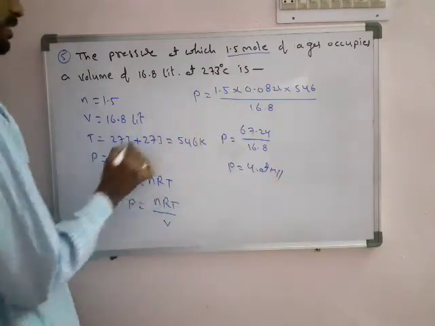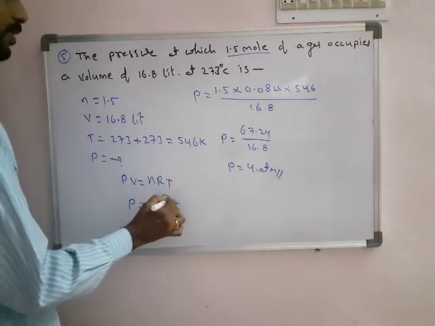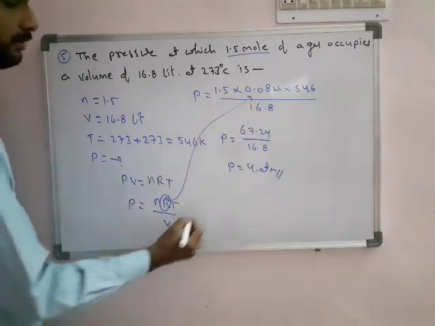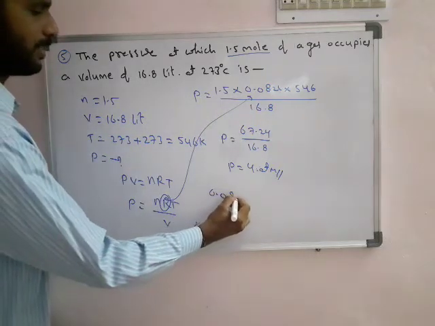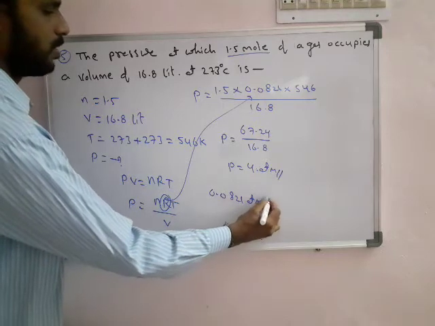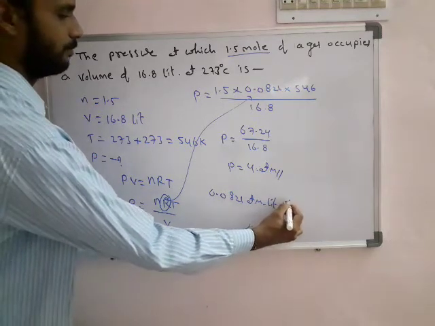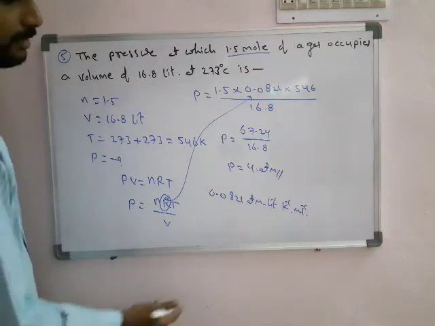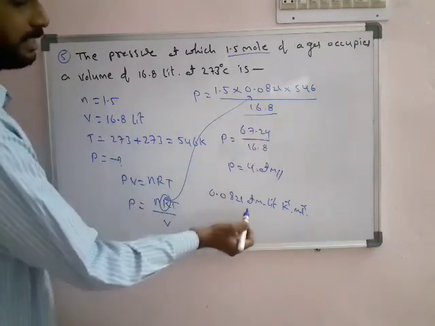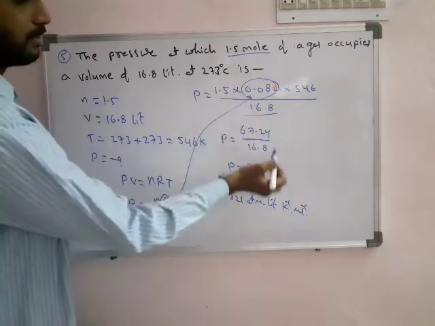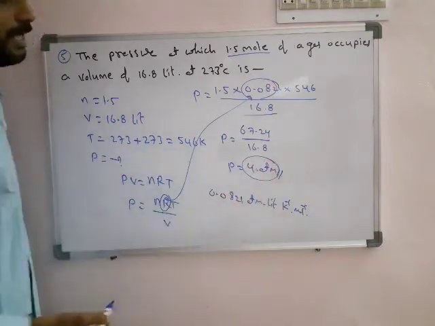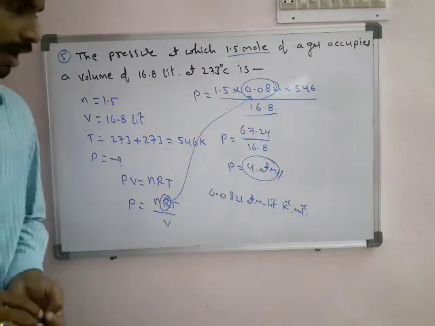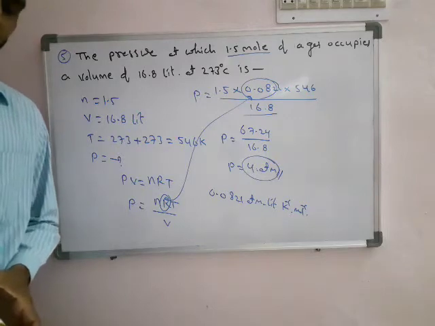Important, the R value is important. Here the R value is 0.0821. So what are the units for the 0.0821 value? Atmosphere liter per mole per Kelvin. Already the volume is in liters, we took pressure in atmospheres. That's why we got the answer in atmospheres. The units of R in the problems are very important.